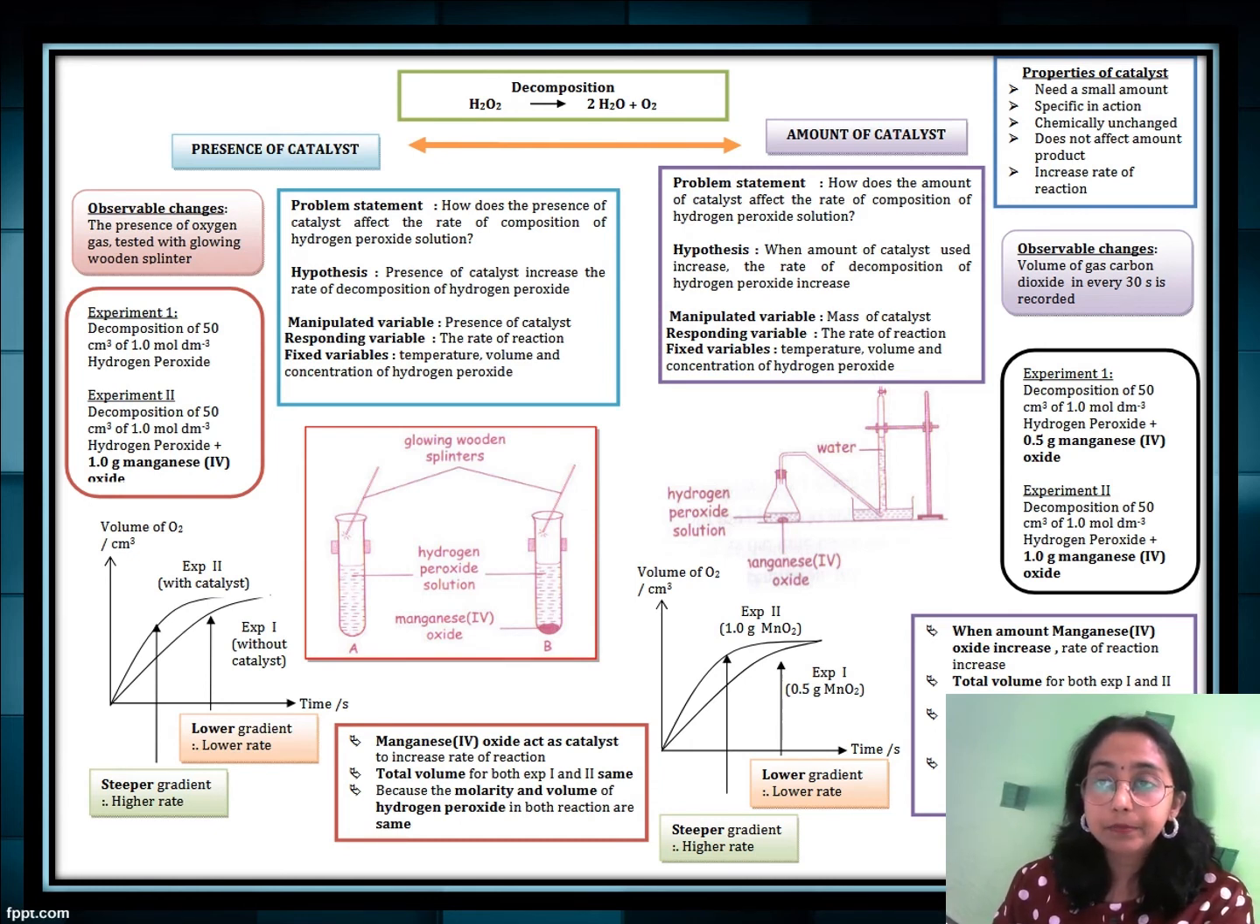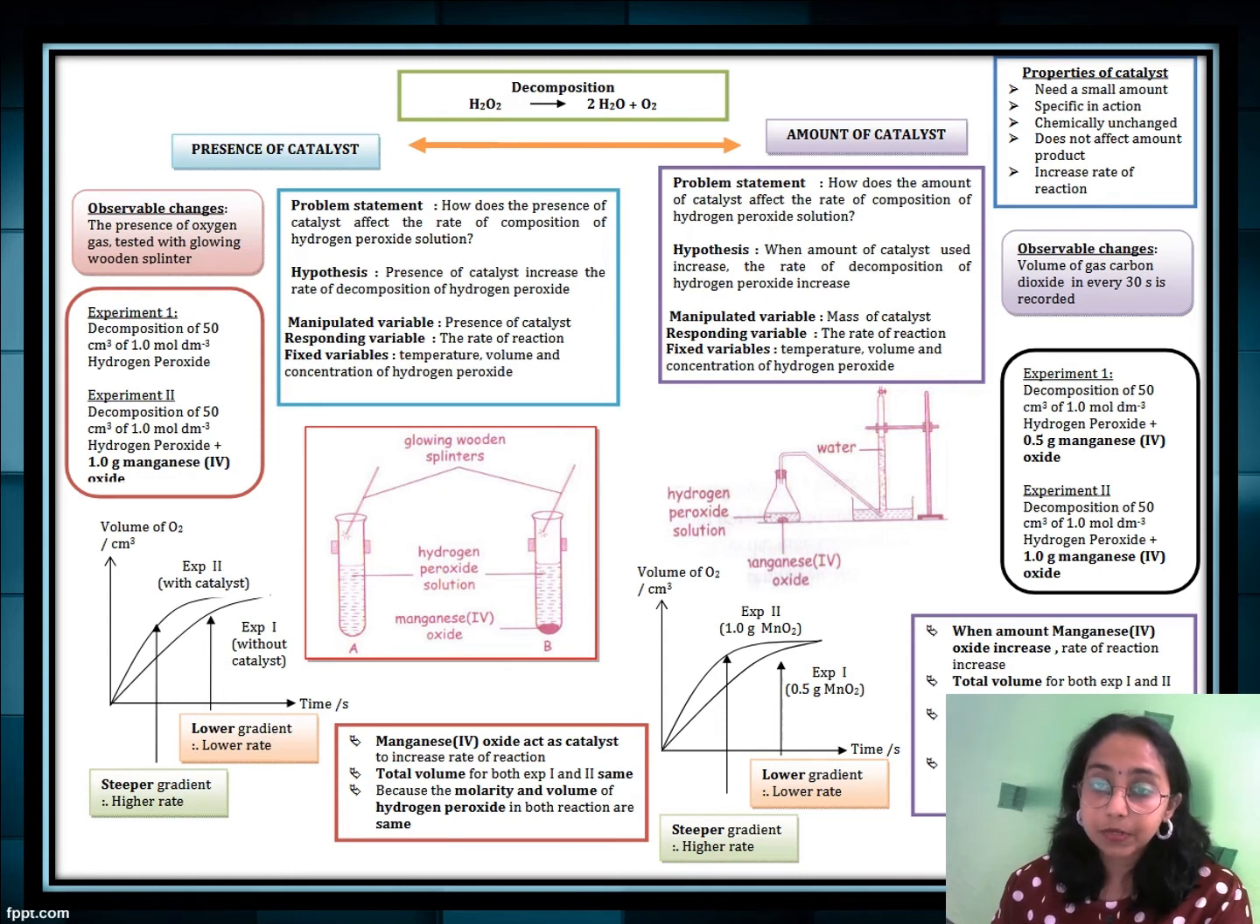Now, as I mentioned to you earlier, when we talk about catalyst, there are two effects. One is based on the presence of catalyst, another one based on amount of catalyst. So what we can conclude here, when there's a presence of catalyst compared to the absent one, the present catalyst will have the higher rate of reaction. When it comes to amount, as the amount increases, rate of reaction also will increase.